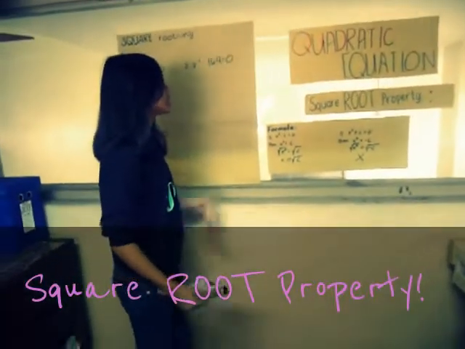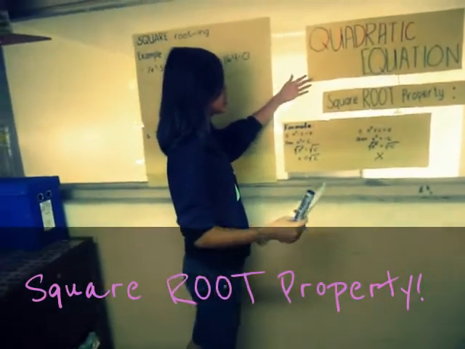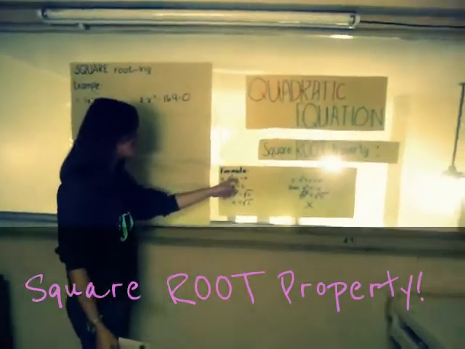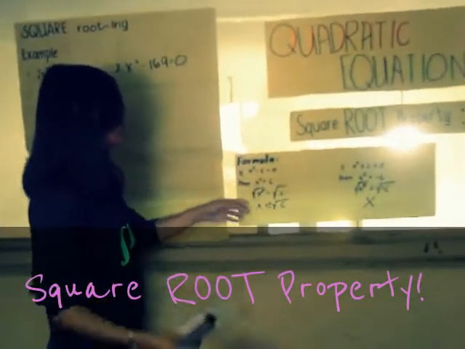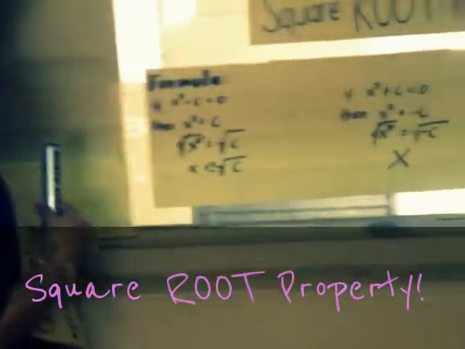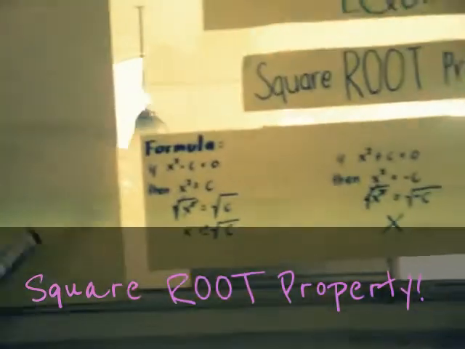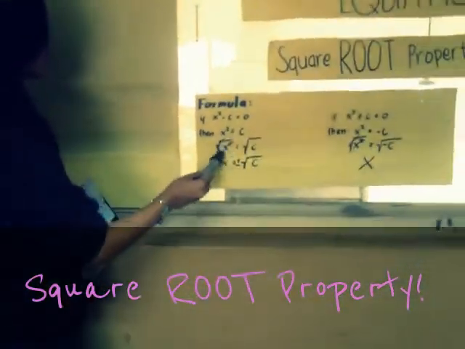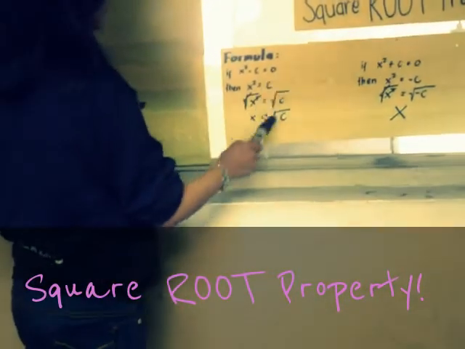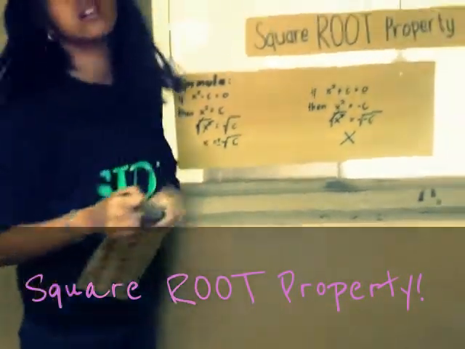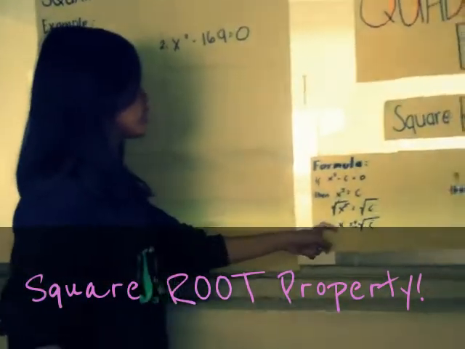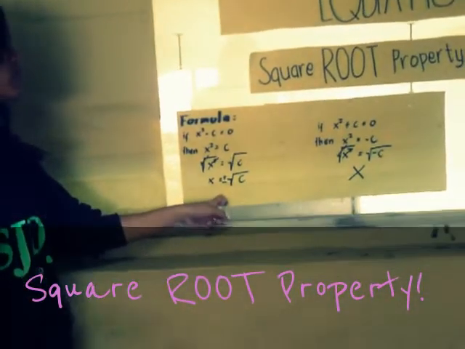Square root property is the first property of quadratic equations. The formula of square root property is x squared minus c is equal to 0. So you will transpose c to the other side of the equation. And since it is x squared, you have to use square root. So you will cancel squared and square root, and the answer will be x equals plus or minus the square root of c. In square root property, we are looking for two values of x. That's why it is plus or minus.